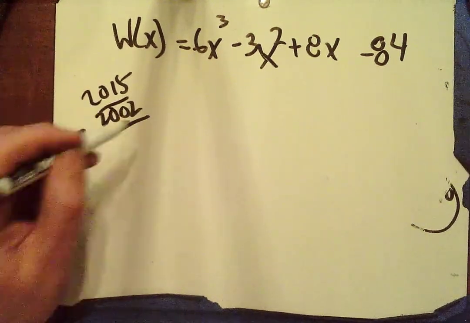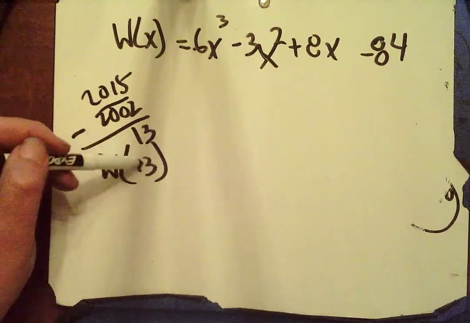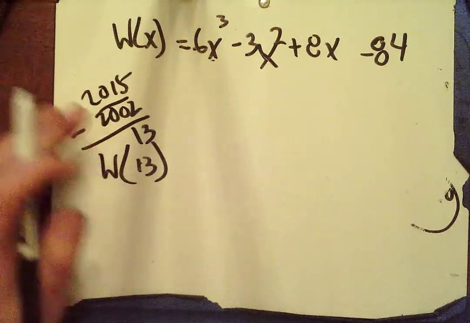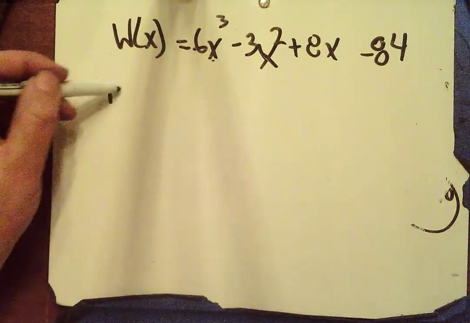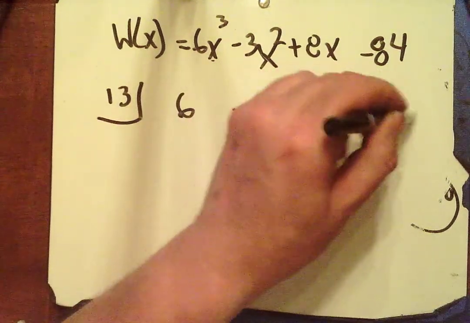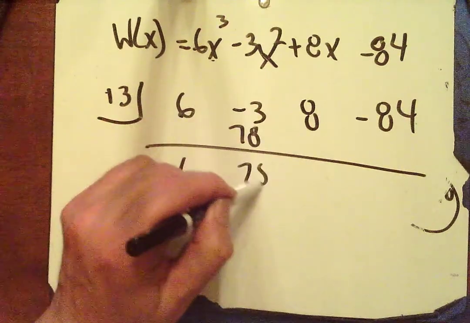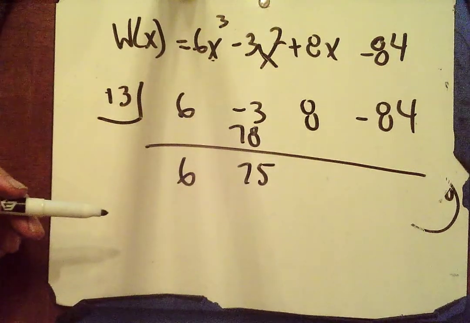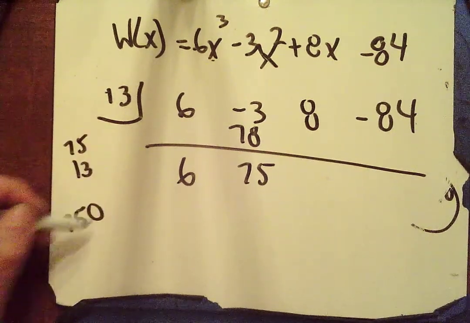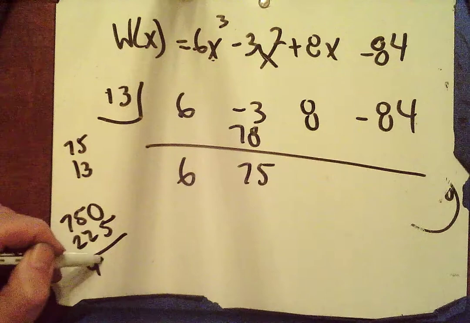So let's subtract, and we get 13. So what I'm looking for is W of 13. And we might normally plug a 13 into each of those, but we've been told here in the directions that we're supposed to use synthetic substitution. And so I'm going to divide in 6, 3, 8, negative 84. 6, 78, 75. 75 times 13. Oh! 13 times 75. Well, I guess that's 10 times 75 plus 3 times 75. And so we end up with 975.